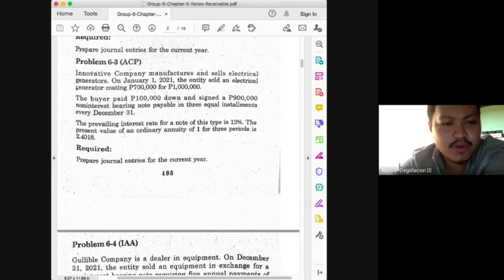So a common question here would be, how much would be your sales revenue as of January 1, 2021? From this transaction, how much will be recognized as sales revenue? Our answer would be 820,540. A second common question for the day of the transaction would be, how much would be the total unearned interest income as of January 1, 2021? And our answer would be 179,460.